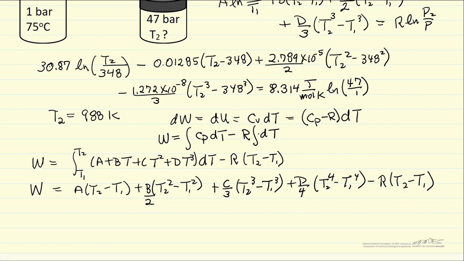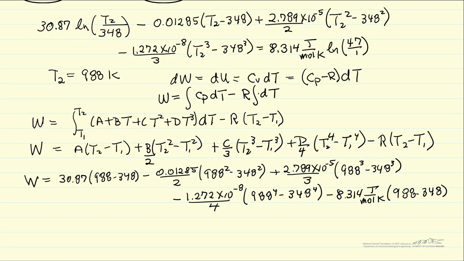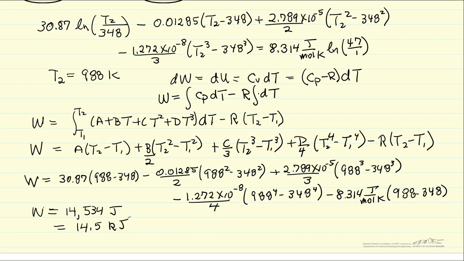And now I'll substitute in the numbers, the constants A, B, C, and D, and the initial temperature in Kelvin, 348. So let me again pause and make that substitution. So I substitute the final temperature we calculated and the initial temperature, both in Kelvin, and I can just do the arithmetic to determine the work. 14,534 joules, which is 14.5 kilojoules. So this is the work for this adiabatic reversible process where we have an ideal gas, but the heat capacity depends on temperature.